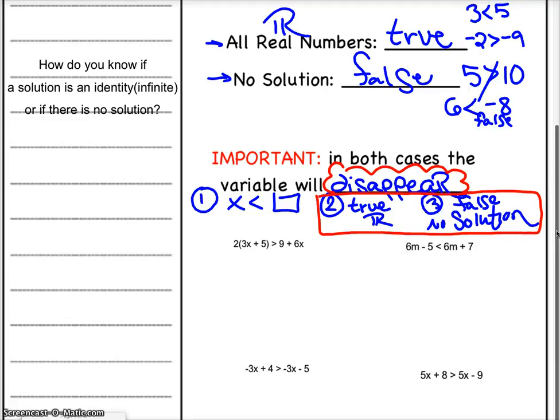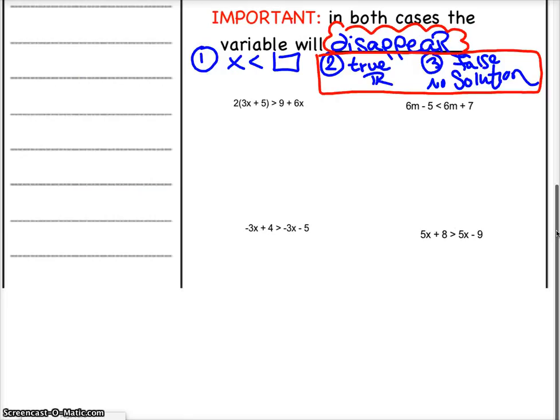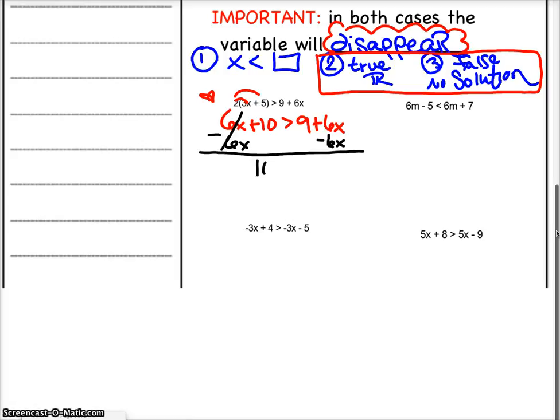Okay, let's go ahead and solve one. So this first one here, I'm going to go ahead and distribute my 2, and I get 6x plus 10 is bigger than 9 plus 6x. Now I need to get my x's to one side, so I'm going to go ahead and subtract 6x. And that cancels out. 6 minus 6 is nothing. The 10 comes down, is bigger than 9.